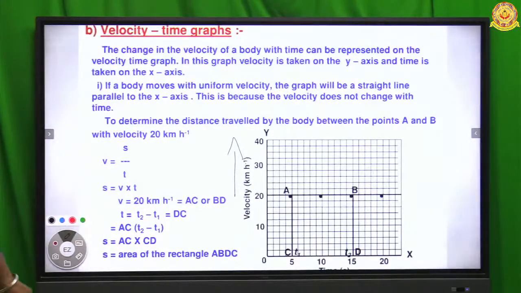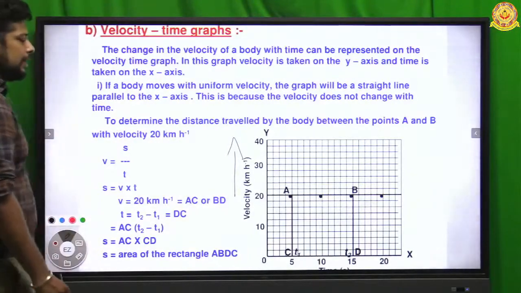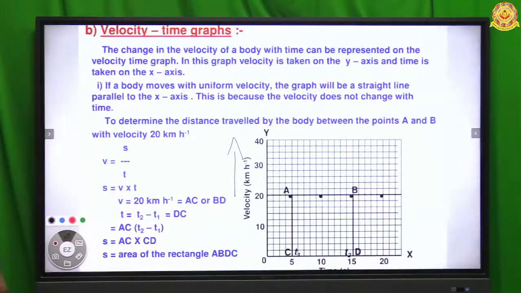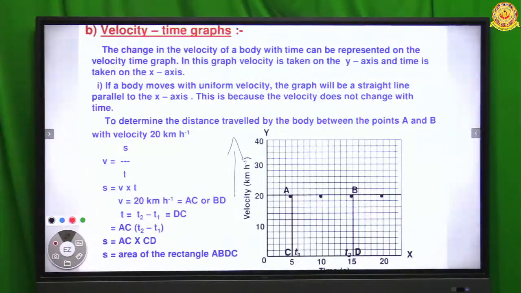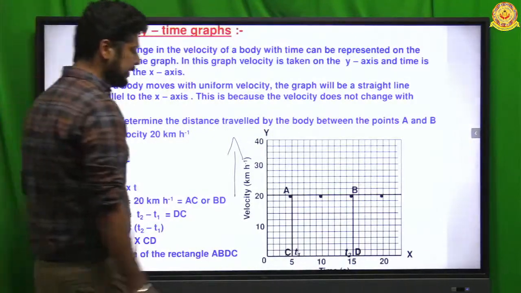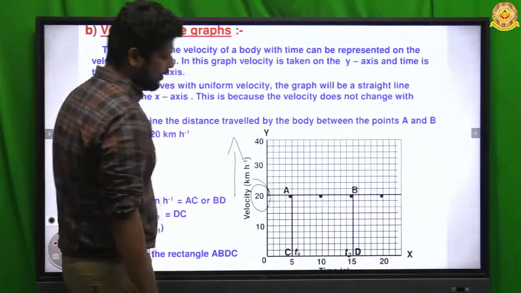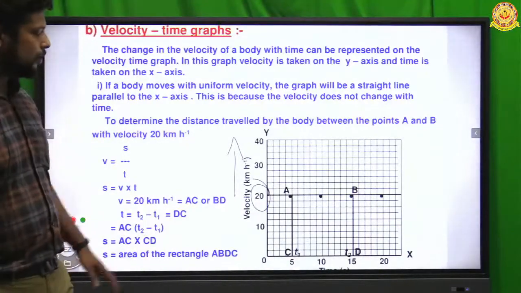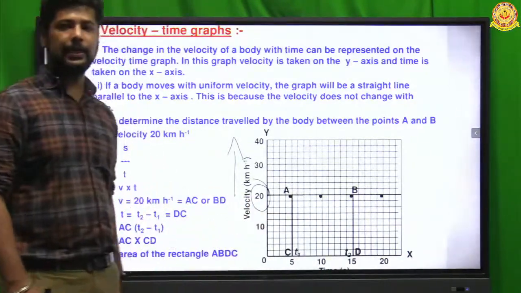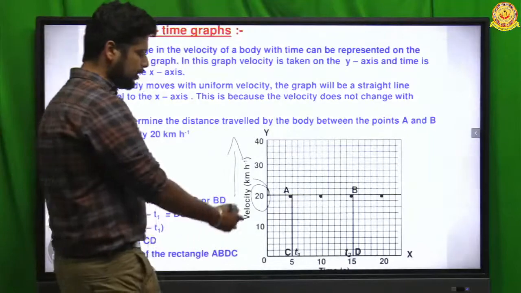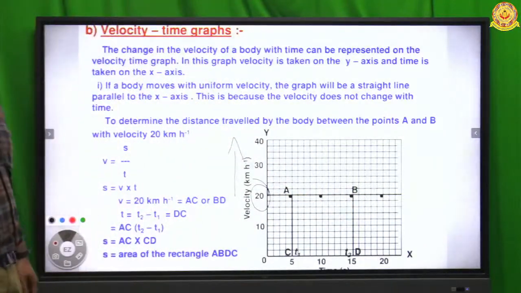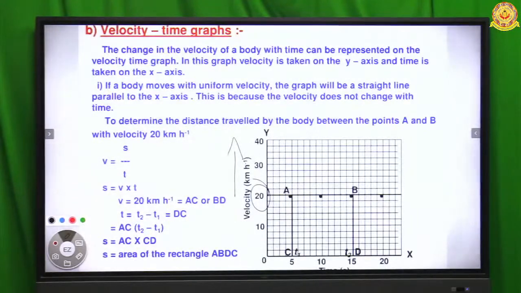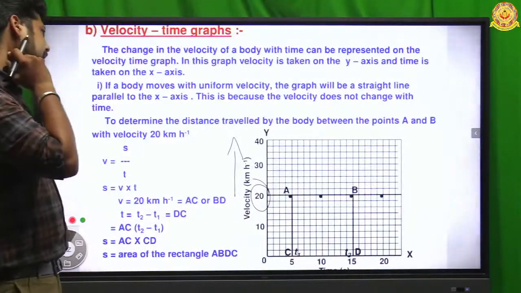First we have a uniform velocity. If a body is moving with a uniform velocity, the graph will be a straight line parallel to the x-axis. This is because the velocity does not change with time. Suppose the velocity is 20 km per hour and it is not changing, so of course velocity will remain the same at every instant of time. So we get a straight line parallel to the x-axis for a uniform velocity graph.